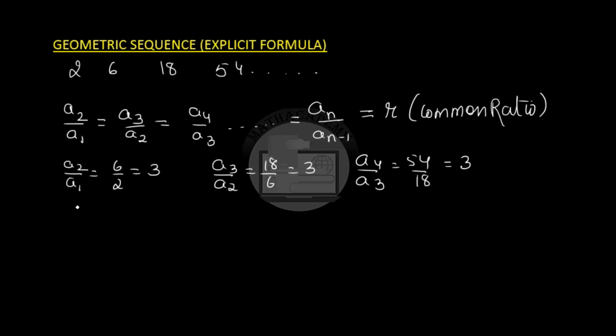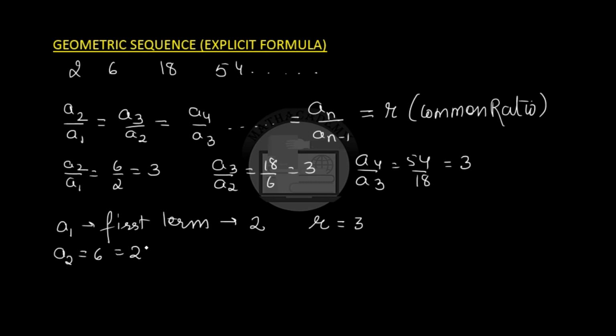Now, what do we see here? The first term a1 of the above sequence is 2. So a1 is 2 and the common ratio r is 3. The second term a2, which is 6, can be written as 2 times 3. The 6 is obtained by multiplying the common ratio to the previous term.